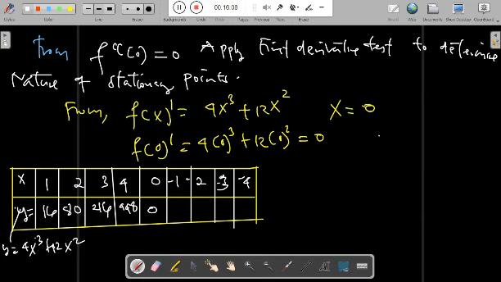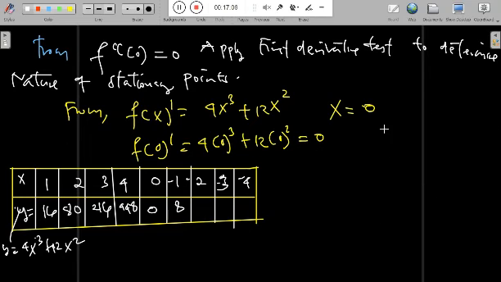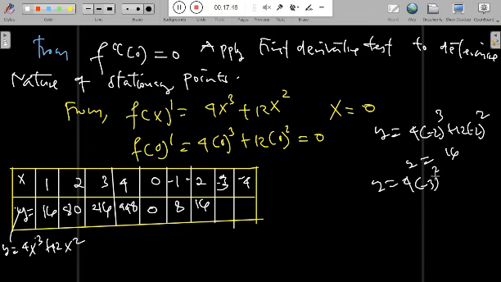And when we plug in 0 to the function, the answer will be equal to 0. And when we plug in -1 to the function 4x cubed plus 12x squared, the answer will be equal to 8. And when we plug in -2, the answer will be equal to 16.